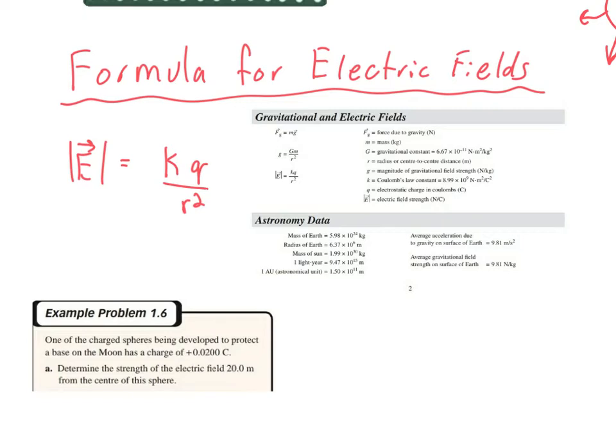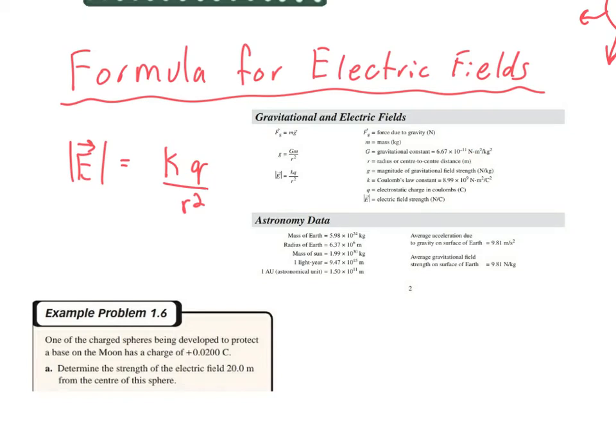Then we have q, the electrostatic charge in coulombs. Coulombs is just a way to measure charge, and those numbers are usually quite big or quite small. Then we have r, and just like gravity, we have r squared, and that's your radius in meters. We'll jump into our first example.